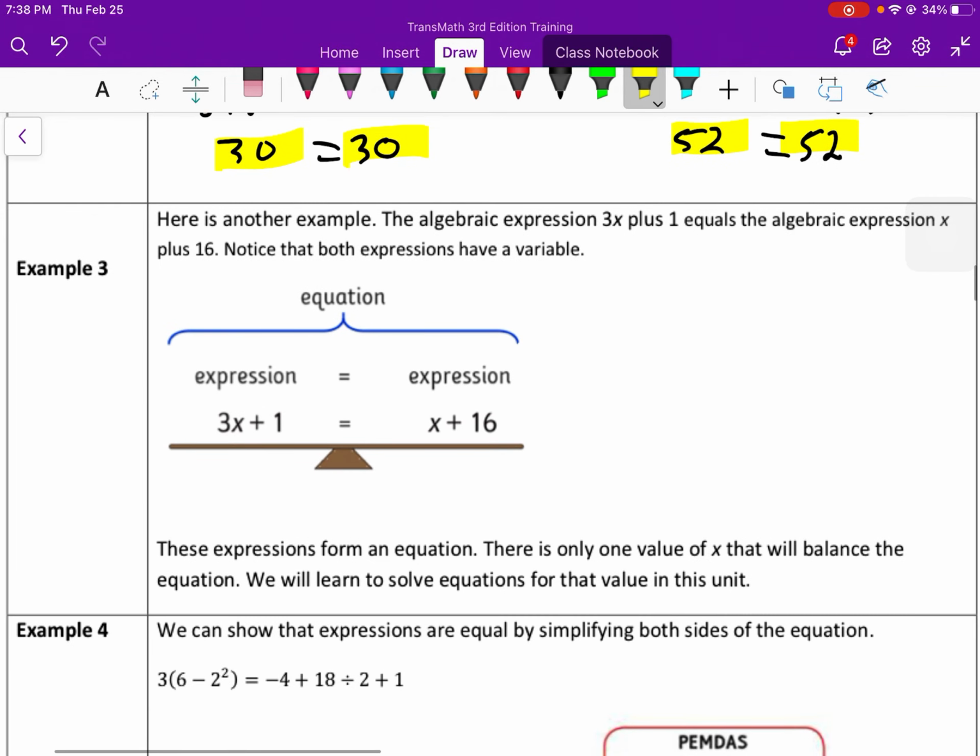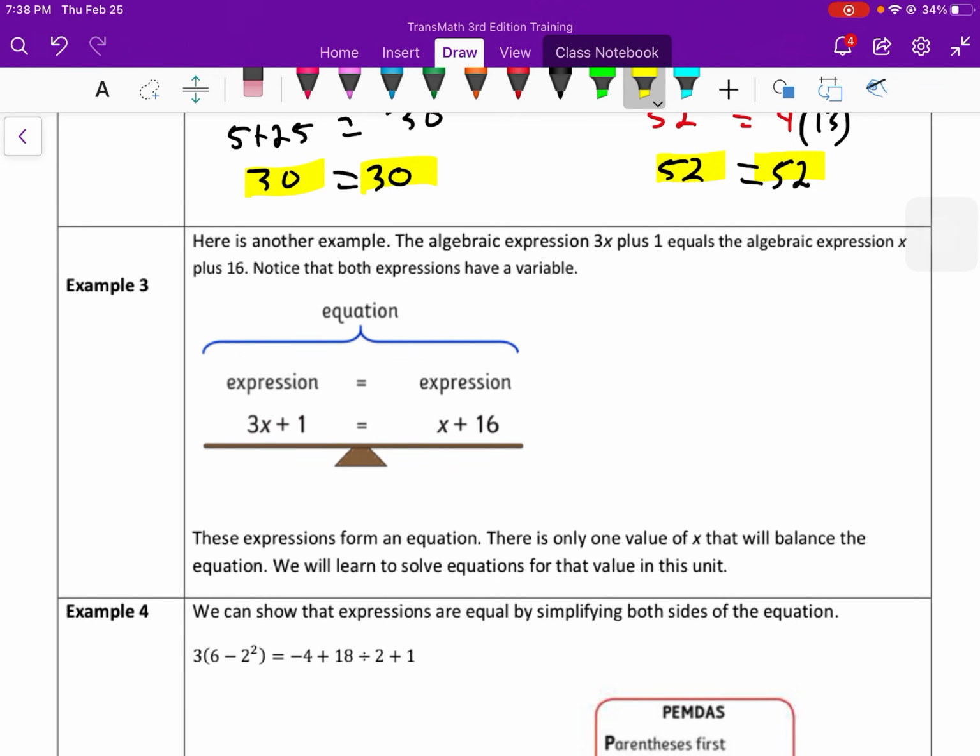Here's another example. The algebraic expression 3x plus 1 equals the algebraic expression x plus 16. Notice that both expressions have a variable, 3x plus 1 and x plus 16, and they are equal to each other. These expressions form an equation. There is only one value of x that will balance the equation, and we will learn how to solve that later in this unit.